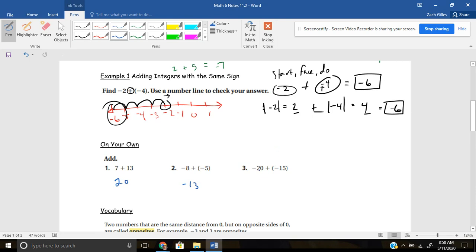Same here. The absolute value of negative 20 is 20. The absolute value of negative 15 is 15. 20 plus 15 would give me 35. And for the sign, I would keep the common sign, which is a negative.